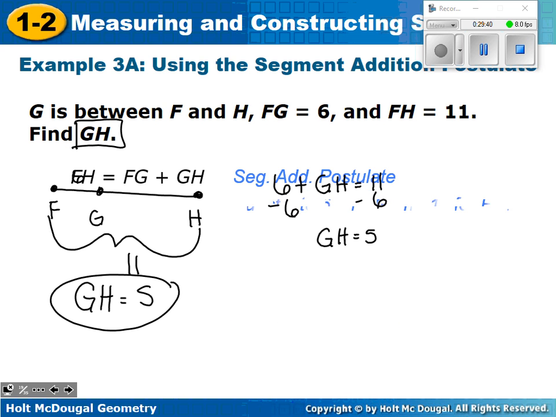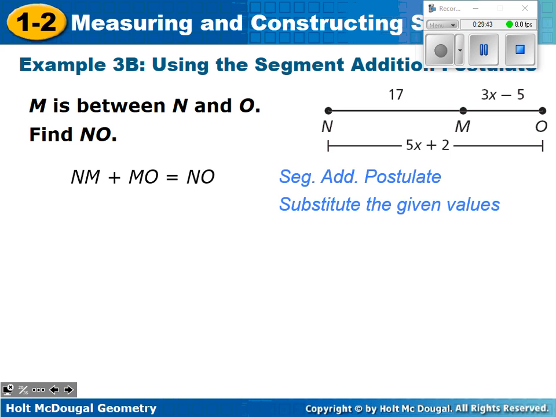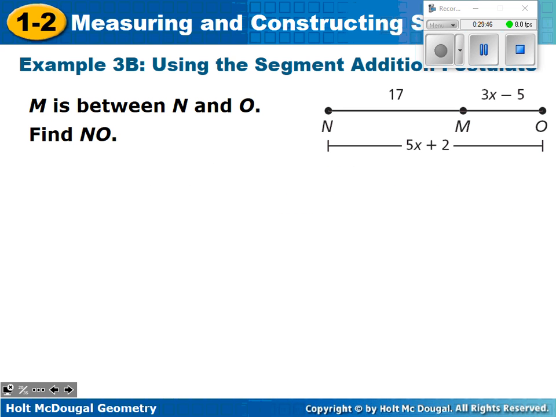Okay, they're going to get harder. They're going to throw in some algebra. Here's an example where we have algebra. So now M is between N and O, and they want you to find NO. So let's start with our segment addition postulate. What could I write down based on this picture? 17 is MN, okay. What else? MO is 3x minus 5. What else is in our picture? NO is 5x plus 2. So using our segment addition postulate, what could I write down as an equation?